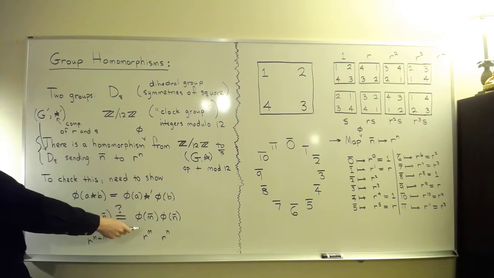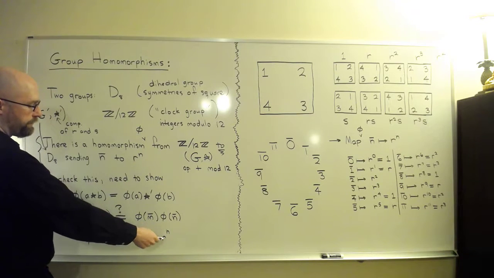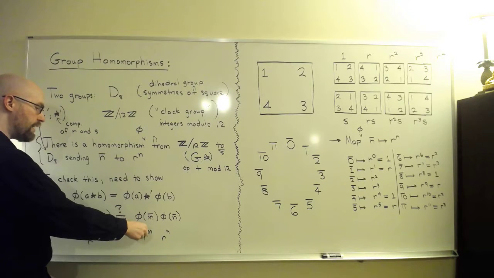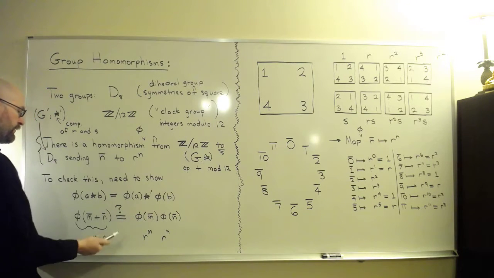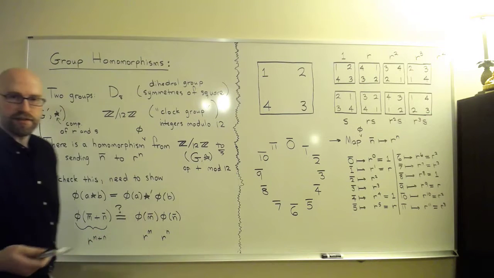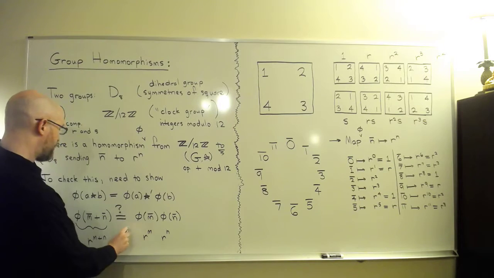So what this would say is that if I perform the operation n times and then perform it m more times, is that the same as if I perform it m plus n times? And obviously it is. And so you could say, oh, well, yeah, this checks out.